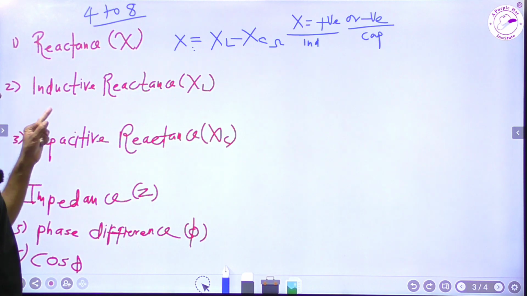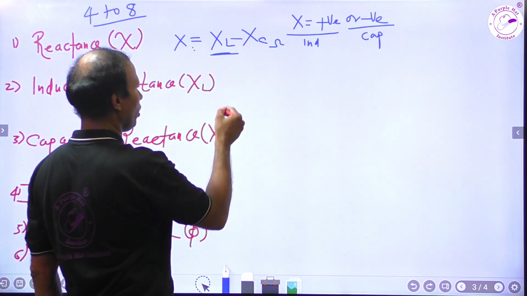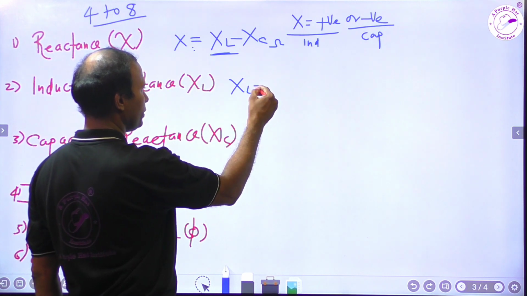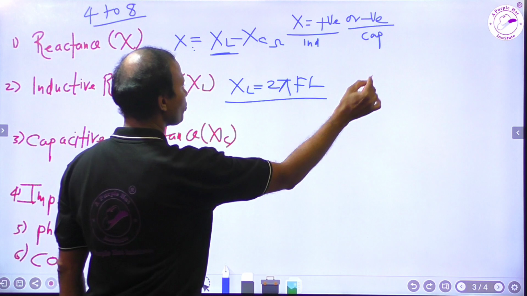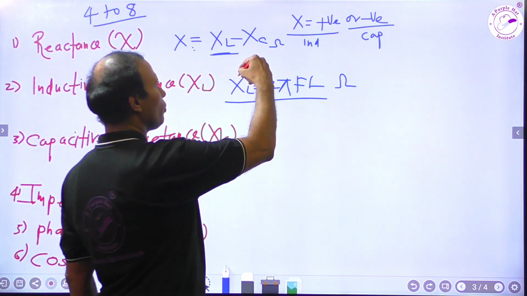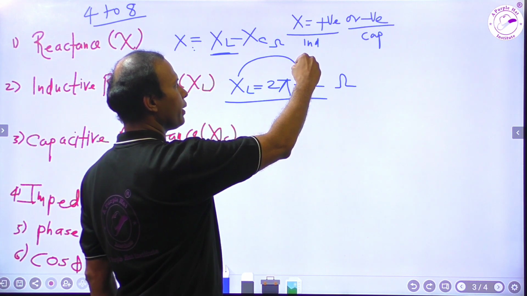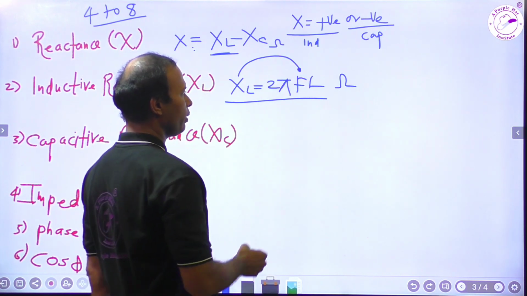Similarly, second, inductive reactance. Okay, now this is inductive reactance. This part is called inductive reactance. So XL is equal to 2 pi F L ohm. This is called inductive reactance. This inductive reactance is frequency dependent. For a fixed value of the inductance, this inductive reactance is frequency dependent.